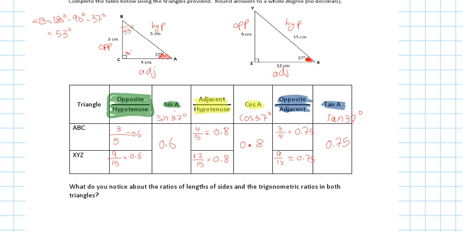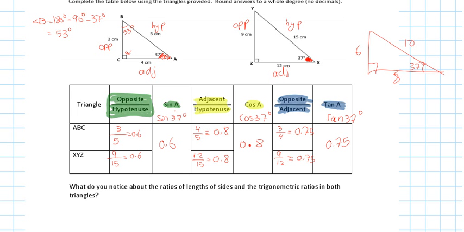Even if I add another triangle with different lengths, as long as they have the same angle, I'm going to end up with the same thing. So even if I come here and I say, okay, 6, 10, 8, angle 37, 90 degrees, guess what's going to happen? It's going to be exactly the same thing when I do opposite over adjacent, adjacent over hypotenuse, or opposite over hypotenuse, because they have the same angle.